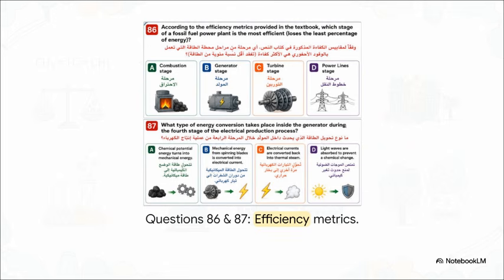Finally, question 87. What type of energy conversion takes place inside that highly efficient generator? It takes the mechanical energy from the spinning turbine blades and converts it into electrical current, so option B is our correct answer here too.